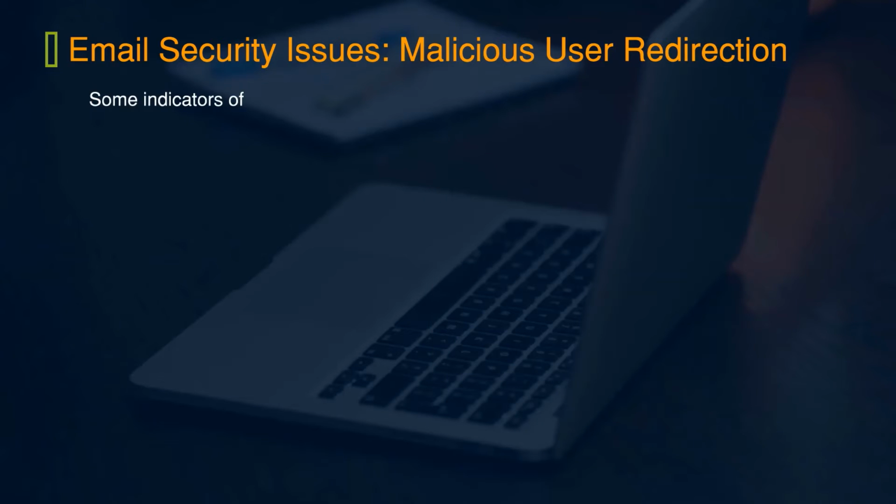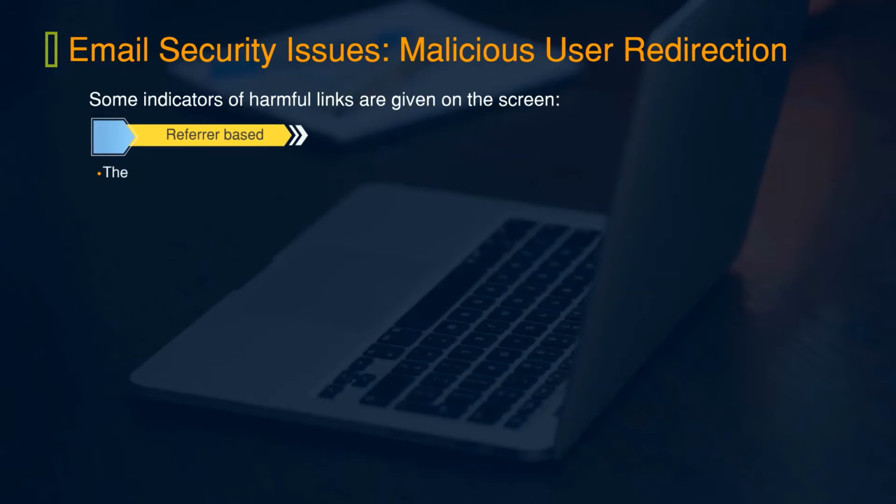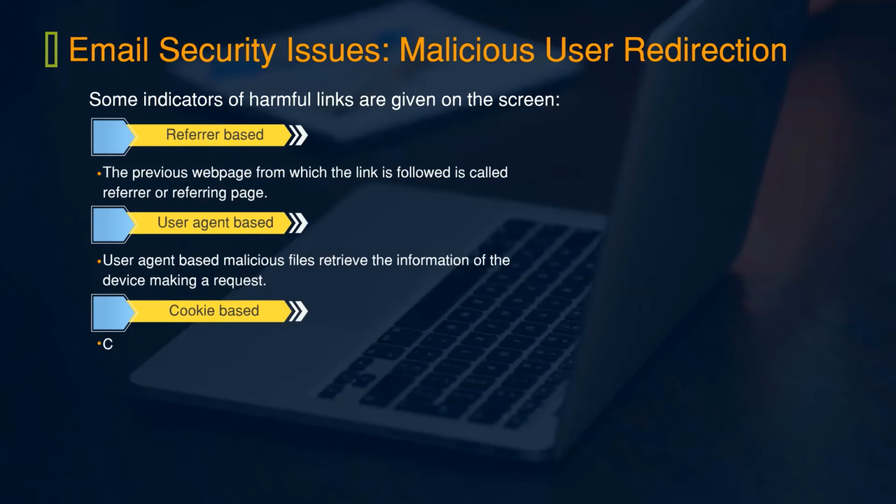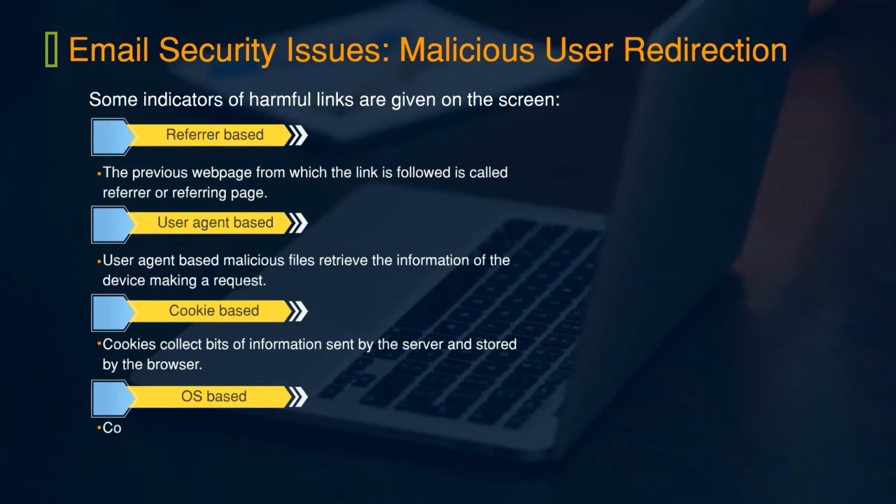Some indicators of harmful links are given on the screen. Referrer-based. The previous web page from which the link is followed is called referrer or referring page. User-agent-based. User-agent-based malicious files retrieve the information of the device making a request. Cookie-based. Cookies collect bits of information sent by the server and stored by the browser. OS-based. Computer configuration such as OS is also used as a condition in some attacks.